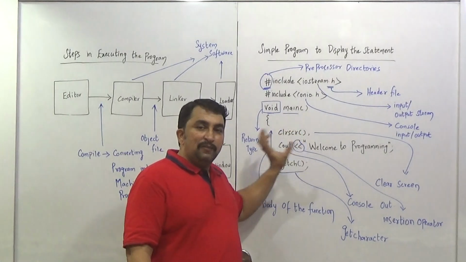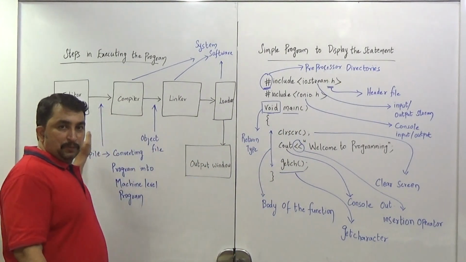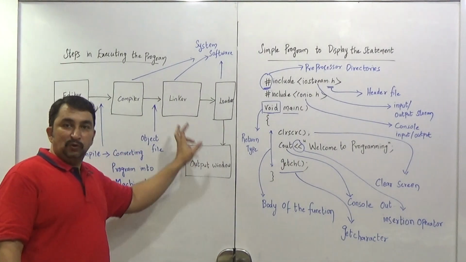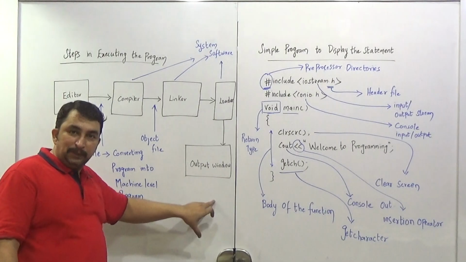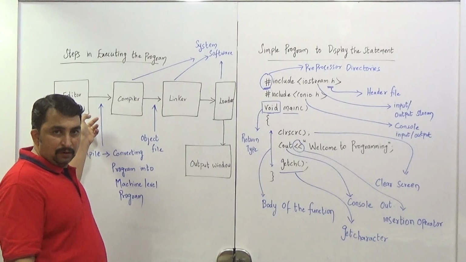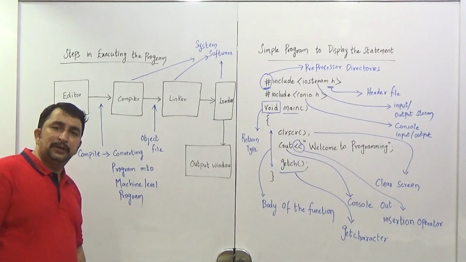The program will be compiled. Listen properly. The program will be compiled, and then it will go to the output window and display it. Immediately it will come back to the editor, when you have not given this getch. Why is it happening this way?